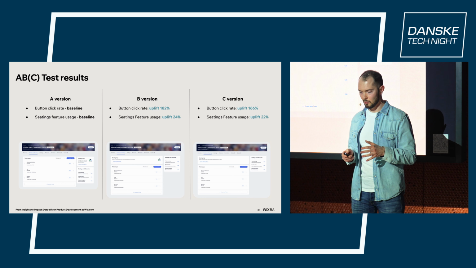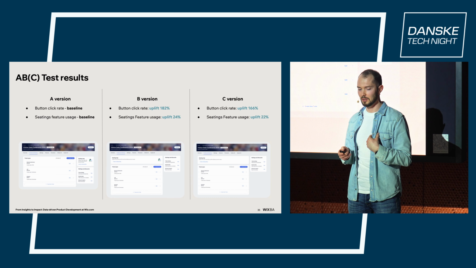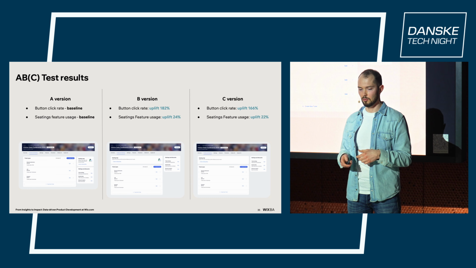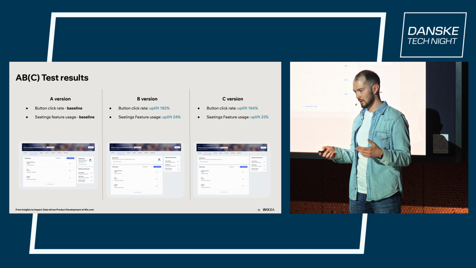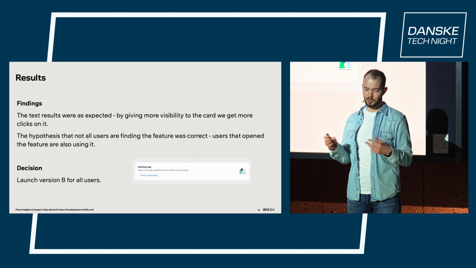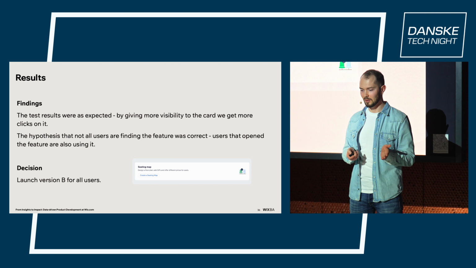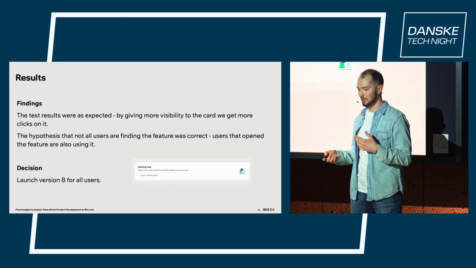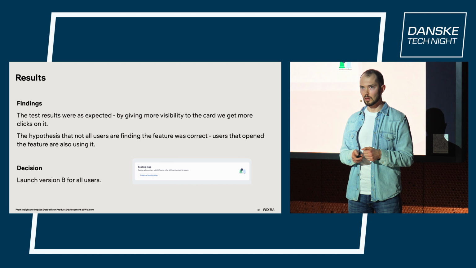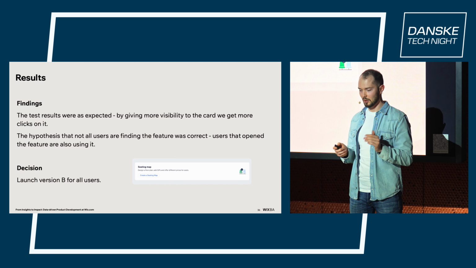But the other KPI, which was more important for us, was seating feature usage. So it also increased, by 24% and 22% for the other two versions that we were testing. And this test confirmed the hypothesis that we had. So two findings, which I actually already mentioned: it confirmed the hypothesis, users are not only opening it but also using the feature. And the obvious decision: we launched version B, and all users now see this seating map card in the top middle part of this window.